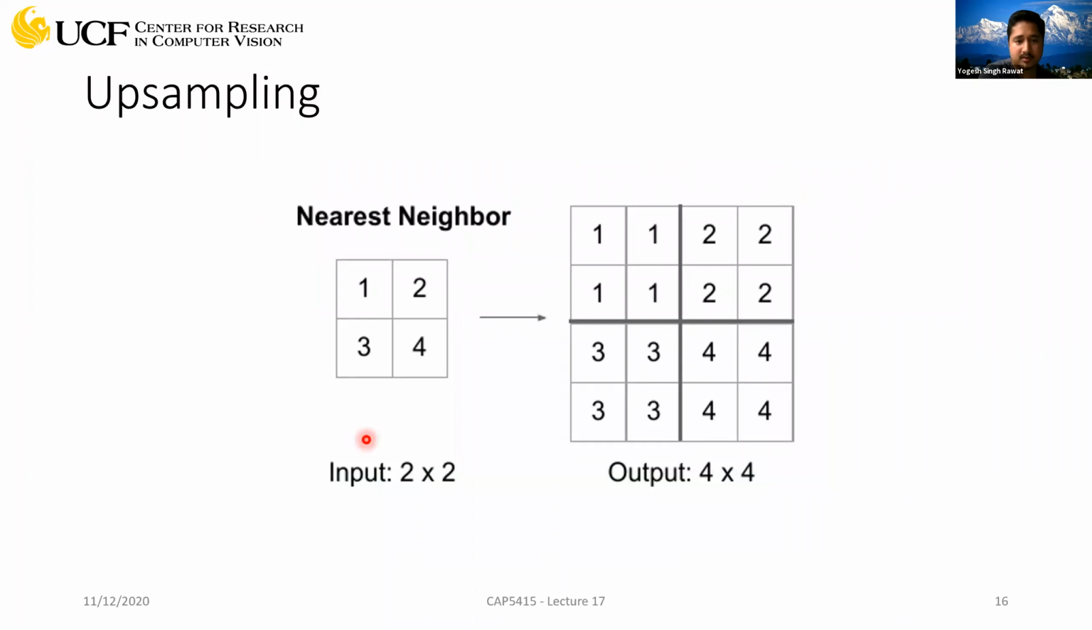So what you do here is if you have an input feature map of size 2x2 and you want to move to 4x4, then you will increase the resolution and you're just going to repeat the values from each pixel to the nearest pixel locations. All right. So that's just repetition, and this is called nearest neighbor upsampling.